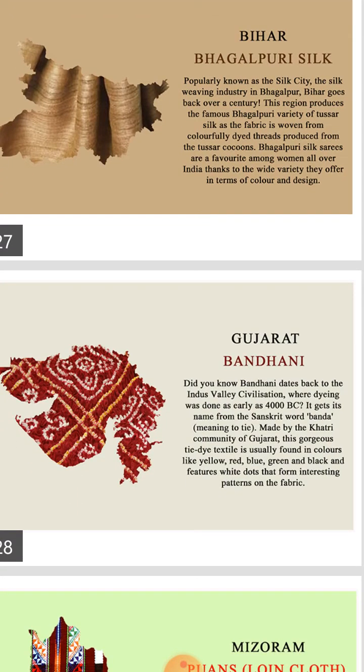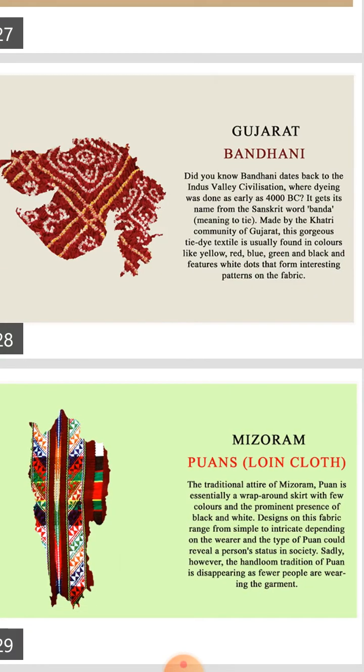Next, moving to the state of Bihar, Bhagalpur, popularly known as the Silk City. The silk weaving industry in Bhagalpur, Bihar goes back centuries. This region produces the famous Bhagalpuri sari. Next, moving to the states of Gujarat and Mizoram.